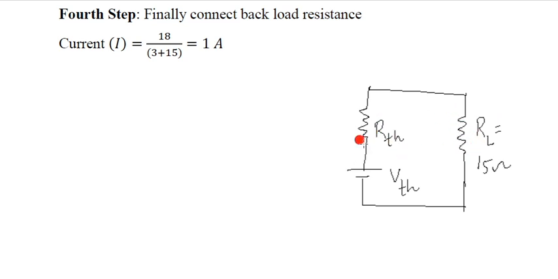So current will be the same through both resistors. That's why current will be equal to V by R. V means VTH, and it will be 18 volt divided by R, which means RTH and RL. They are in series combination. That's why they will be added. 3 plus 15, and that will be 18. And when you divide, the value of the current will be 1 ampere.